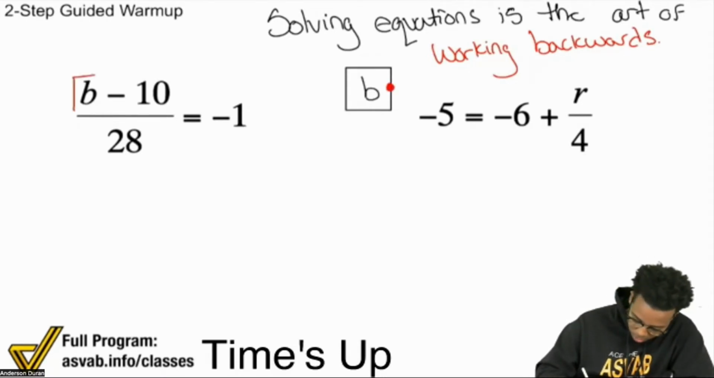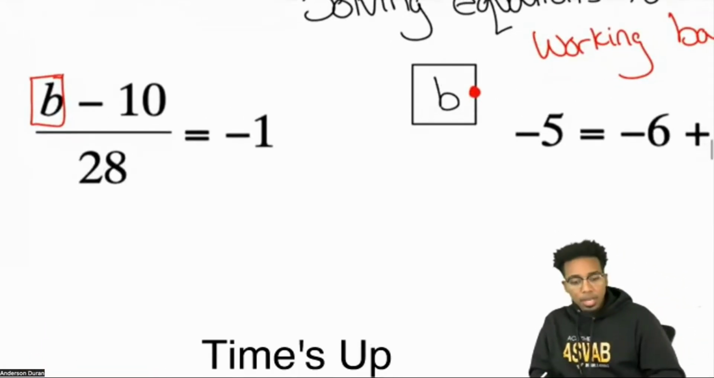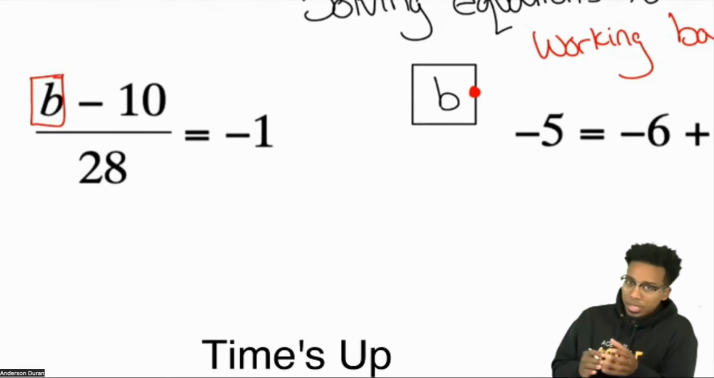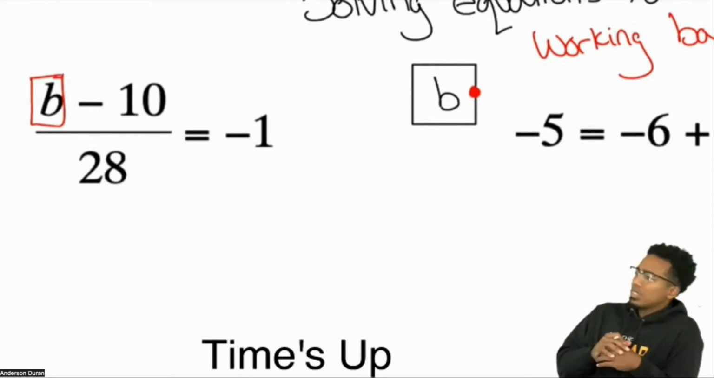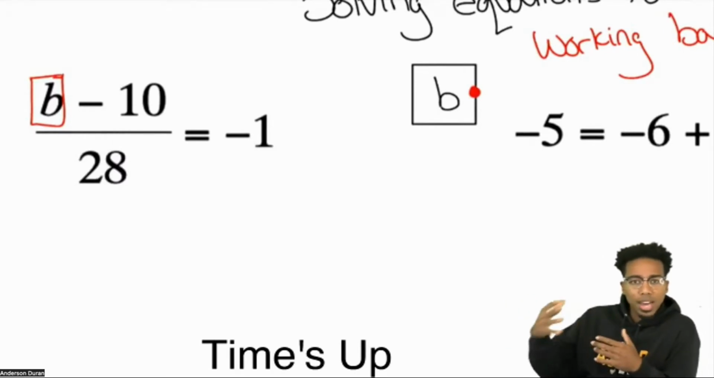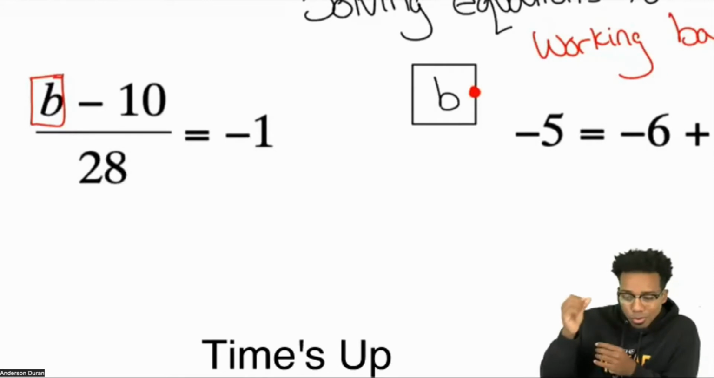So here is B. Everybody, from what you can tell, what is happening right now? To the B, what is currently happening? If I knew what B was, would I first subtract the 10 or divide the 28? Which one should I do first? If I knew what B was.